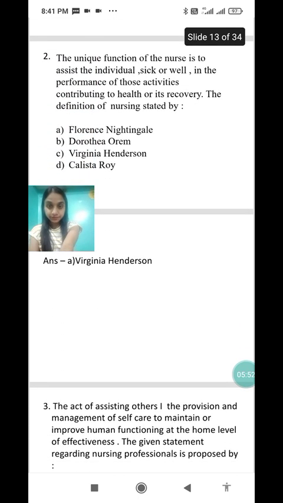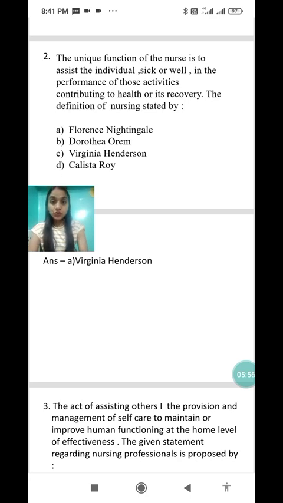Next question. The unique function of the nurse is to assist the individual, sick or well, in the performance of those activities contributing to health and its recovery. So this definition is given by option A, Florence Nightingale, option B, Dorothea Orem, option C, Virginia Henderson, option D, Callista Roy. So this definition is given by Virginia Henderson.